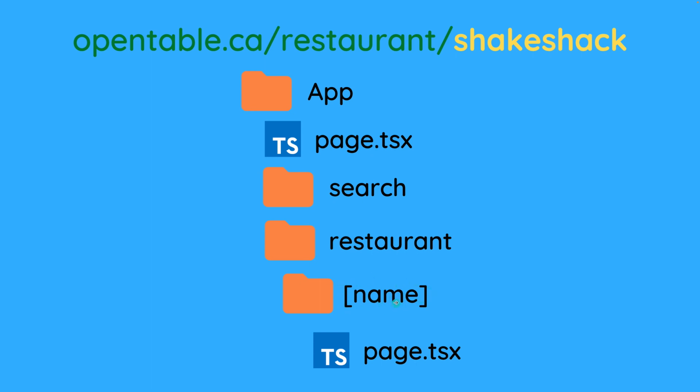Now, a more common convention than using name is using slug. Again, this variable name can be whatever it is that we want, but it's just a more common convention. Okay, so I hope that is clear. That's pretty much really all you have to know. So let's go ahead in the next video and start implementing all of these different pages.